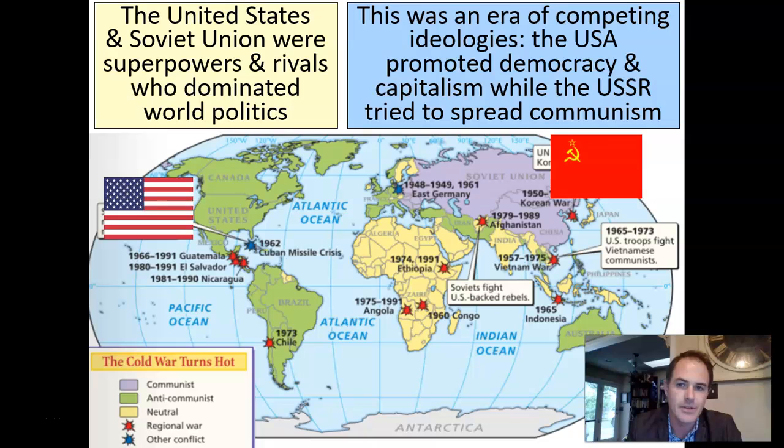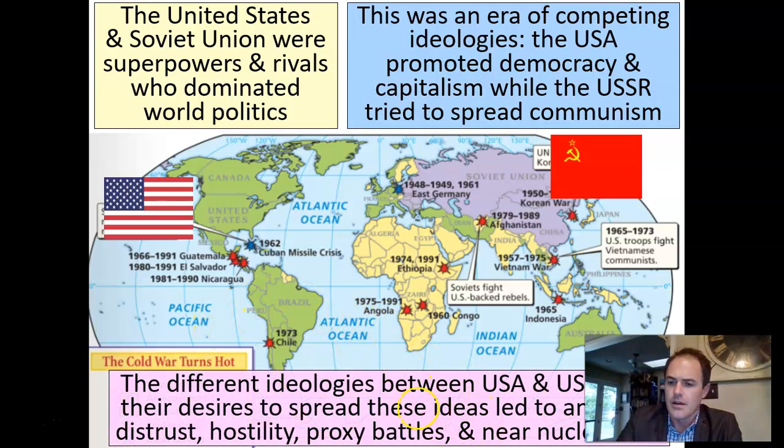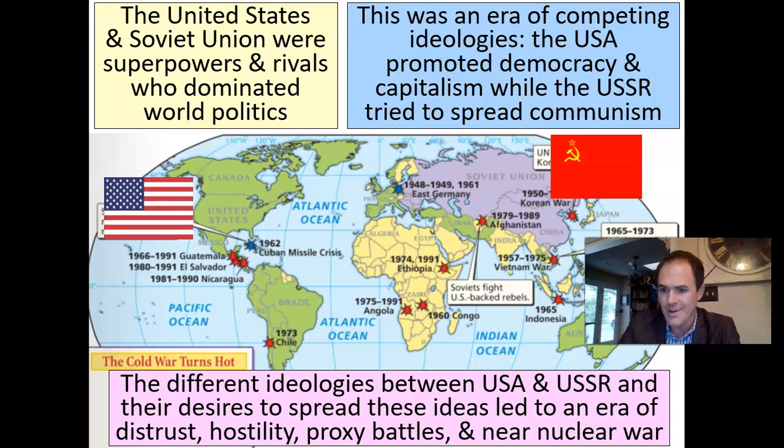The USA was promoting democracy and capitalism, while the USSR, remember, that is the full name of the Soviet Union, the Union of Soviet Socialist Republics, tried to spread communism. Now, as we'll see in the next unit, this Cold War, as this map indicates, will turn hot, where there will be clashes between Soviet-backed forces and countries and US-backed forces and countries. But that's outside today's objective, okay? But as a preview, this is where we're going next unit.